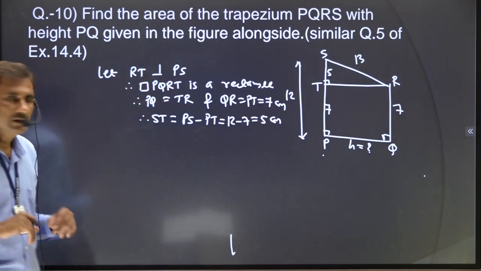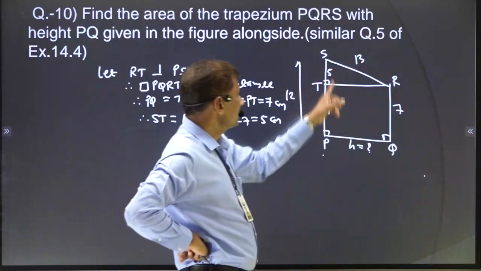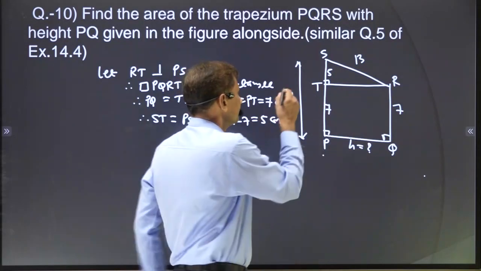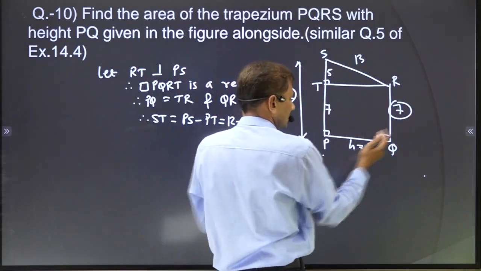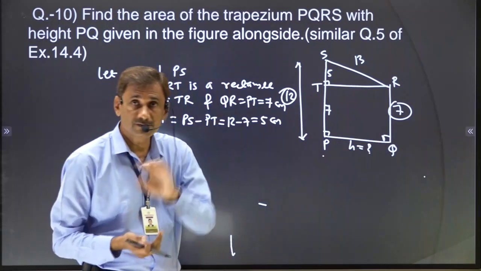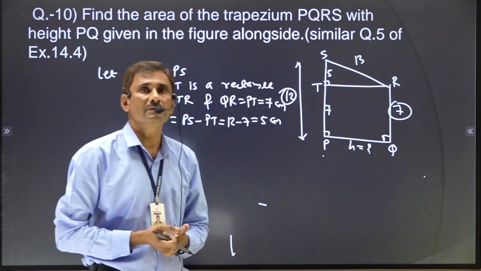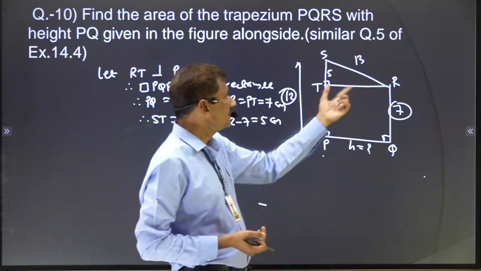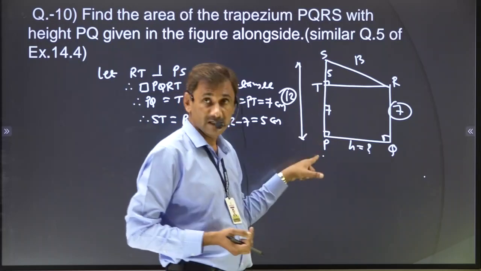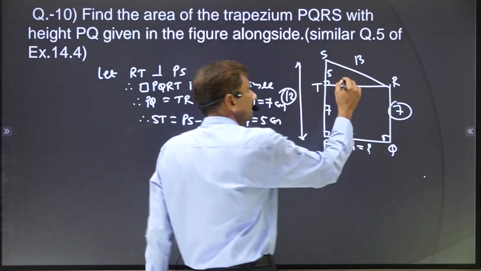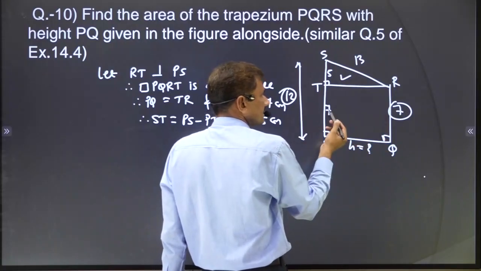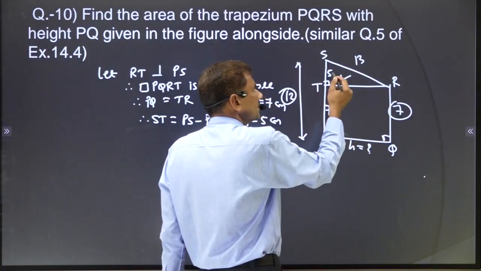Okay, so for getting the area, parallel sides should be there. Parallel sides are already given, 12 and 7. But the distance between the two parallel sides, PQ, is not given. That's why we are trying to find PQ first of all. For that purpose, we have drawn an extra line TR, which is perpendicular to PS. So a right triangle is formed. The whole side is 12. This is 7, so this is 7. Why? It is a rectangle. So we got 5.